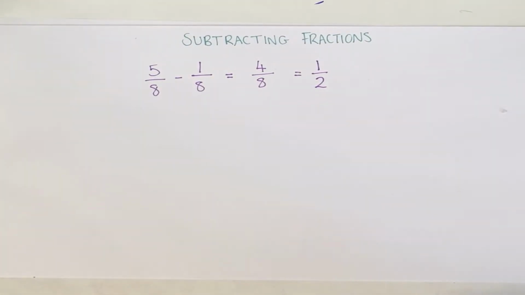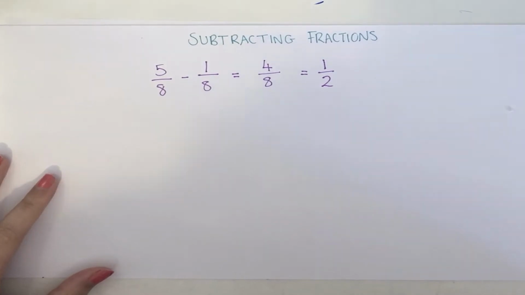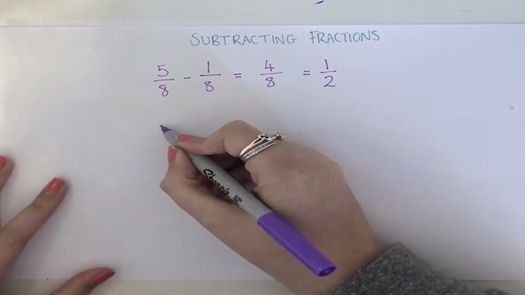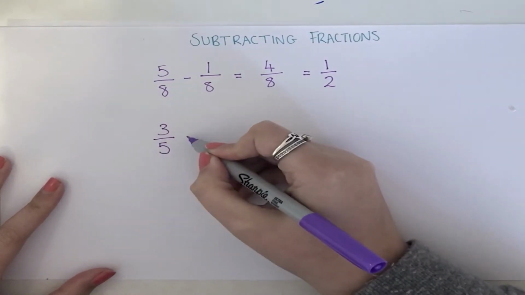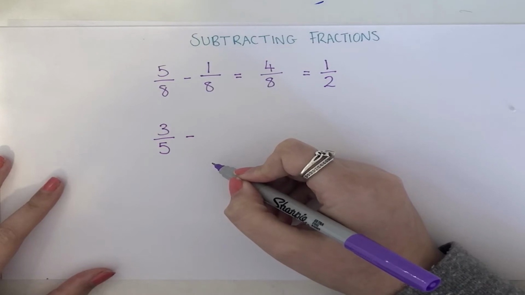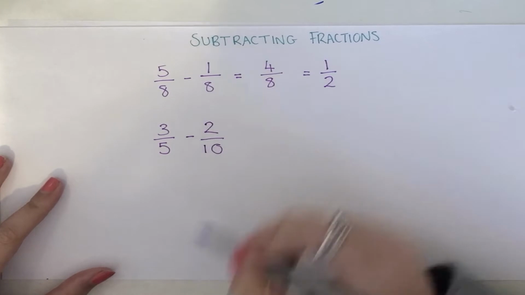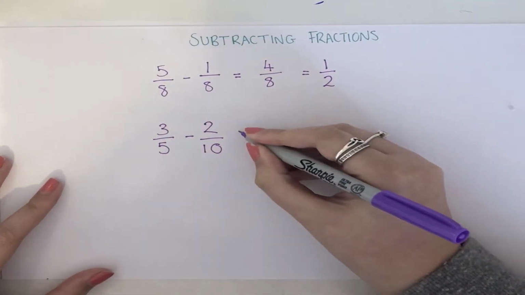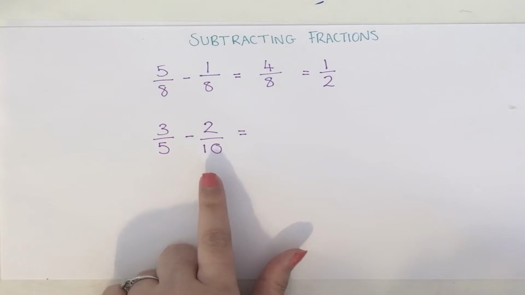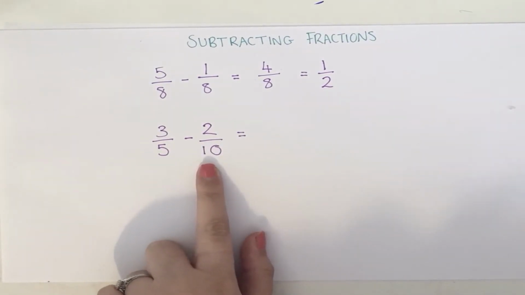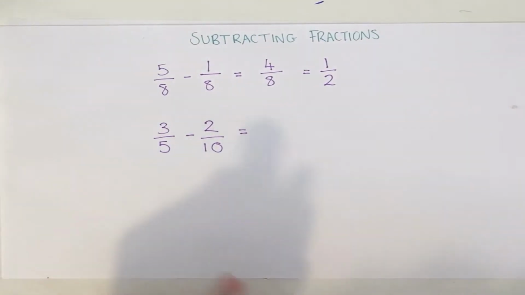When I'm subtracting fractions where the denominators are multiples or factors of each other, it's very similar to adding. I'm going to have to change one of them. So for an example, let's have a look at 3/5 minus 2/10. So again, a bit like last time, I know that 5 goes into 10, so my 2/10 can stay the same, but my 3/5 is going to have to be changed.